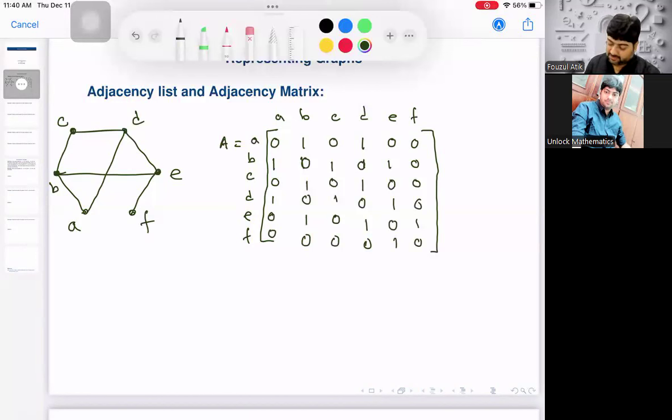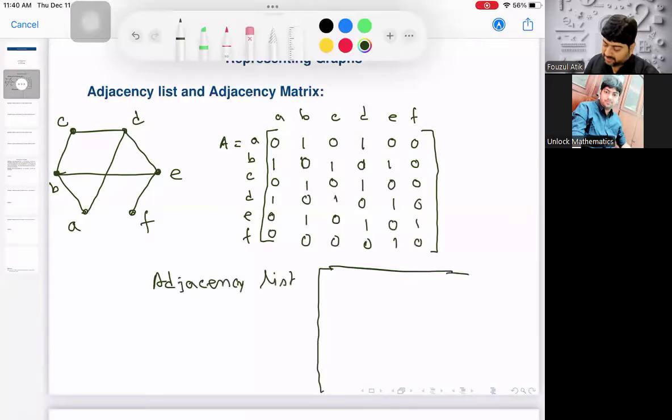Similarly, the adjacency list, all of you mostly know it, but I'm just recalling it for your purposes. What is an adjacency list? It is also a tabular form. In one place you will have the vertices and in the other the list of their adjacent vertices.